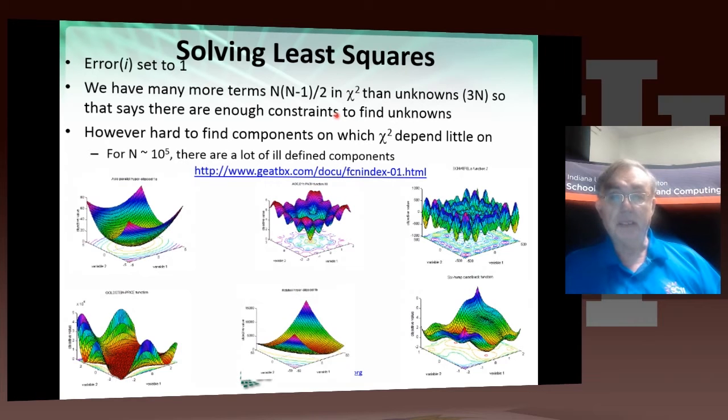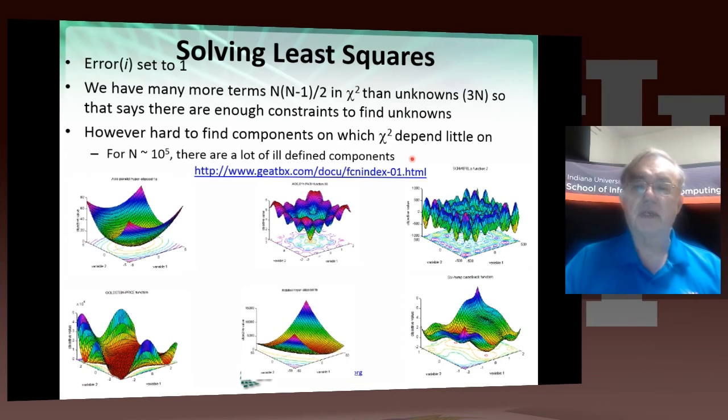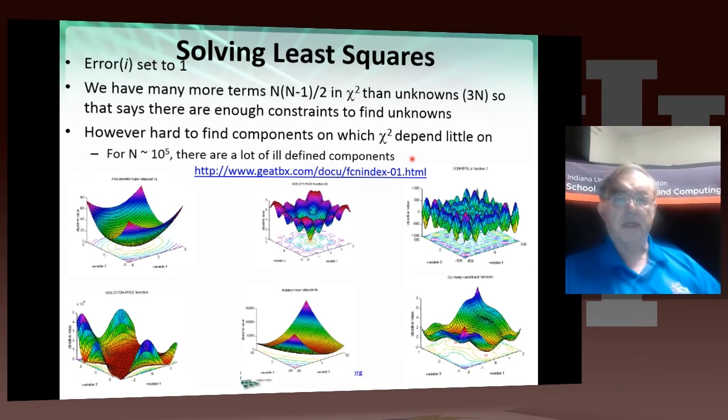Here's some comments about this problem. So we have a lot of terms in chi-squared, and the number of terms is much bigger than the number of unknowns. So there are lots of constraints to find the unknowns. However, if you look at chi-squared and just think about it as a function of these 3n unknowns, there are going to be some combinations of unknowns which chi-squared depends on very slowly. And those are very difficult to determine, poorly determined parameters.